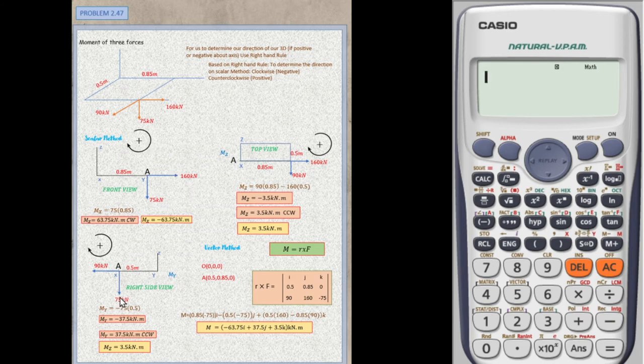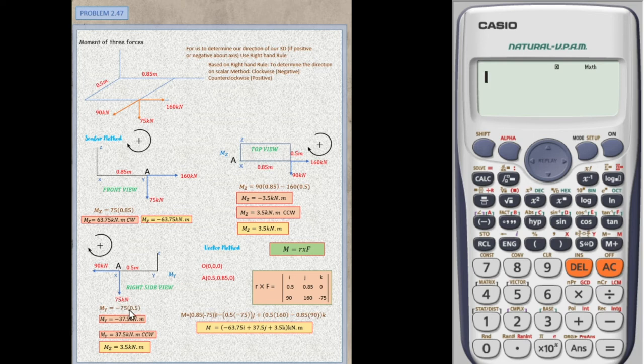So let's try to solve the moment about the y-axis. I am going to look at its right side view. Looking at the right side view, we have 75 kilonewton, and then I can see 90 kilonewton and 160 kilonewton lying here, okay? And the distance is 0.5. Here I will again assume clockwise positive. Since I assume clockwise positive, this 75 kilonewton is rotating in the counterclockwise direction, so therefore this will be negative.